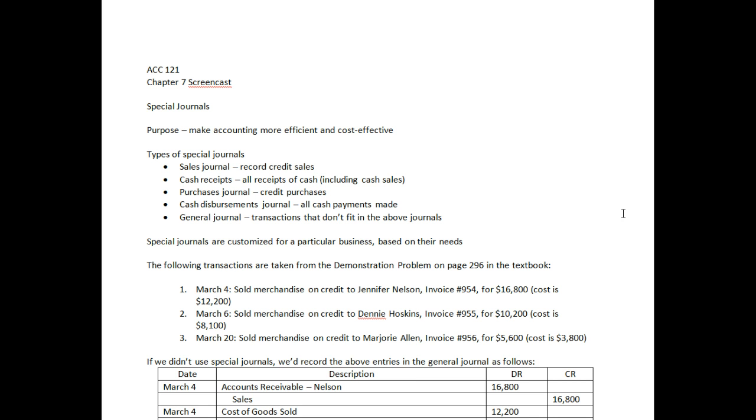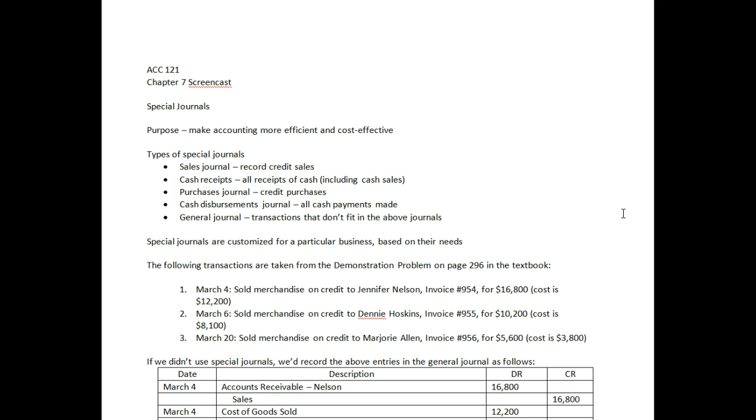You'll see we have some particular types of special journals. There's a sales journal. We use that to record credit sales. We have a cash receipts journal, and that records all receipts of cash, and that would include cash sales. So if you have a cash sale, we put it in the cash receipts journal.